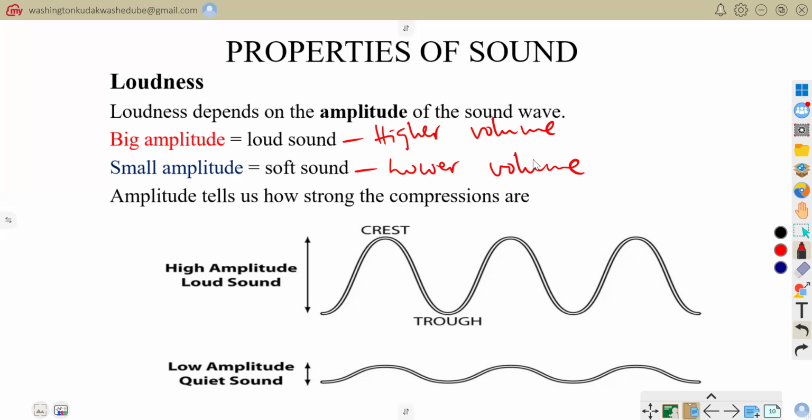Those are the properties of sound, where you would know that a louder sound is coming from a higher amplitude, and a softer sound is coming from a smaller amplitude. A higher pitch sound is coming from a higher frequency. A lower pitch sound is coming from a lower frequency. You need to remember that.